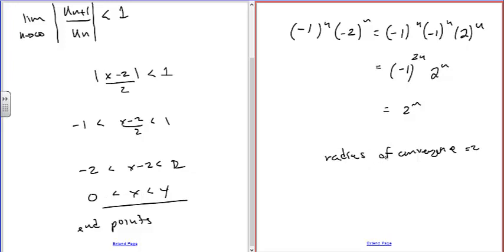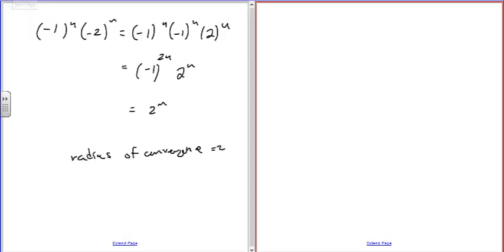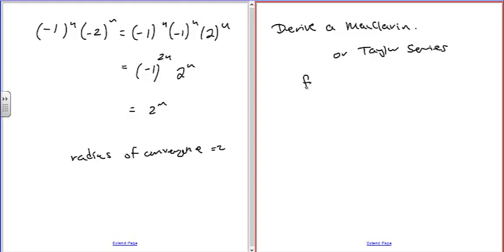Since I didn't give you the function, you'll have to figure it out yourself. I want you to derive a Maclaurin, hopefully I spelled that right, it's probably wrong, or Taylor series for n terms. I'm not going to ask you to try to figure out the equation because that takes a little finesse and a little bit of practice.